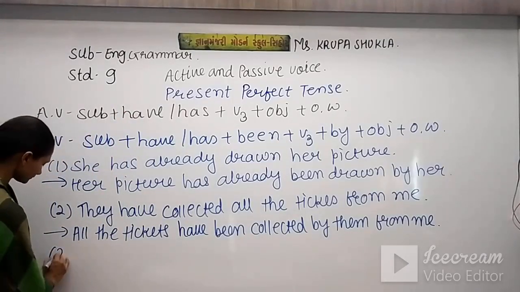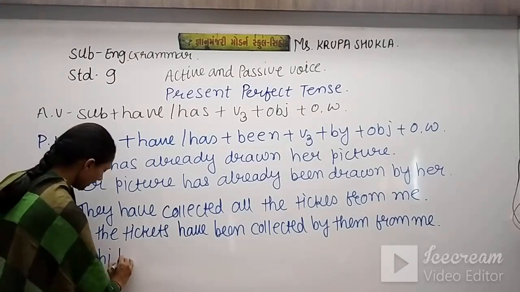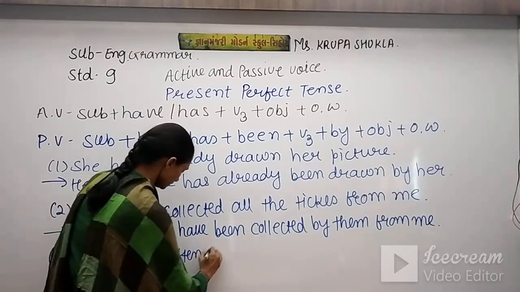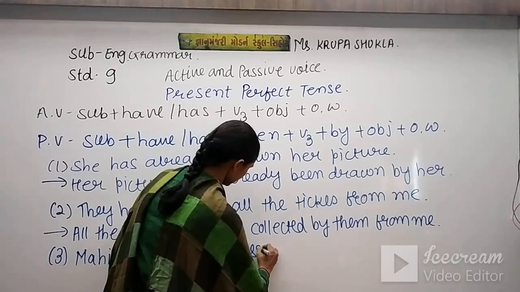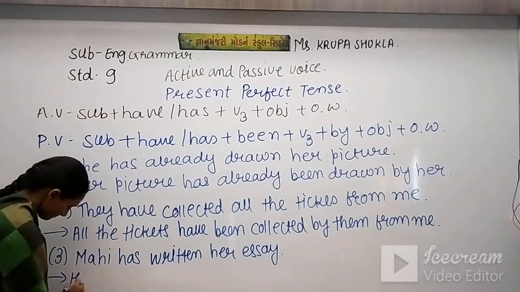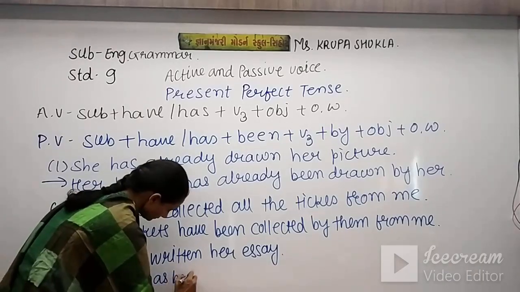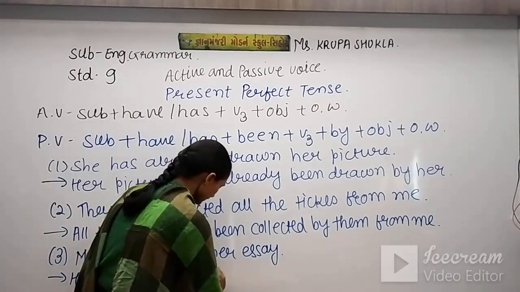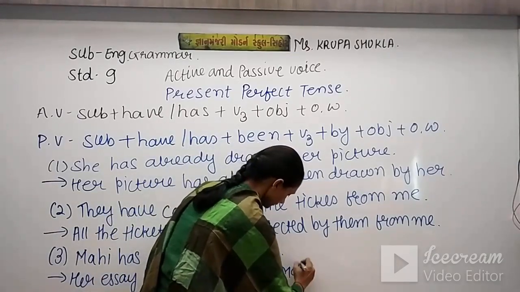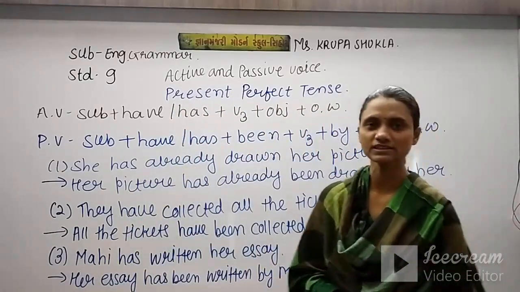Okay, number 3. Mahi has written her essay. So this her essay will come first. Her essay has been written, written is already given, written by Mahi. So these are the affirmative sentences of present perfect tense.